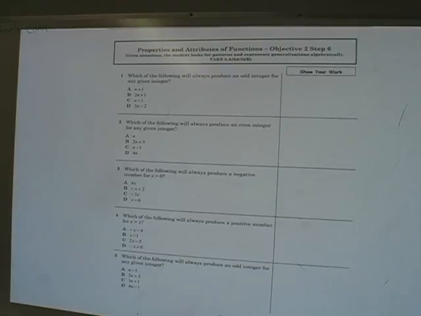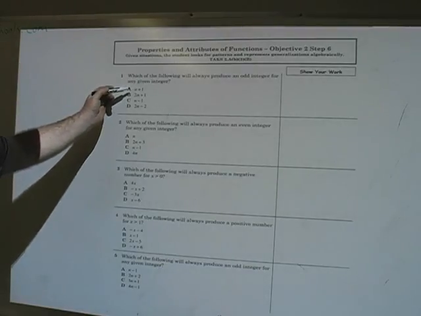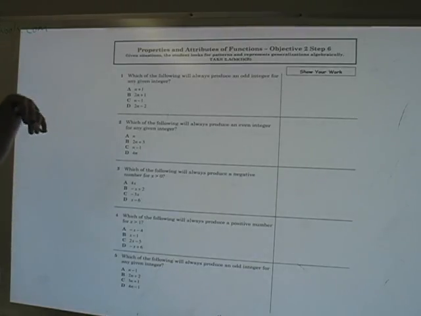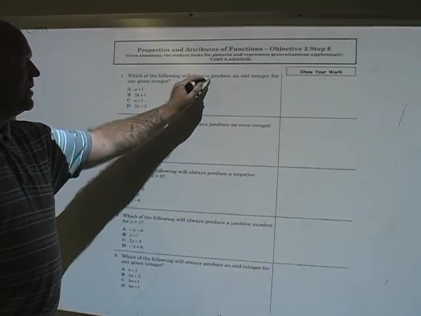Okay, on number one, it says which of the following will always produce an odd integer for any given integer? What they mean by this is when you plug this function in and you say y equals n plus 1 or x plus 1, what do you get out? What does it produce? Okay?